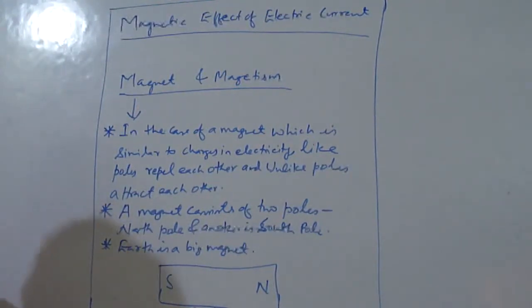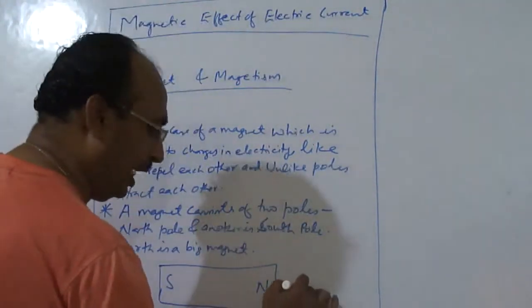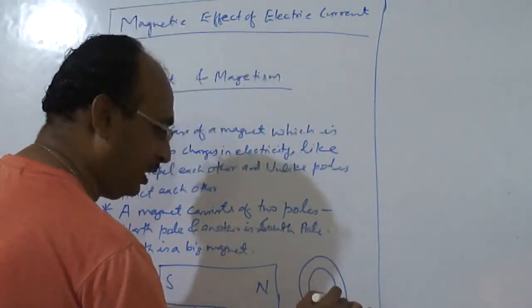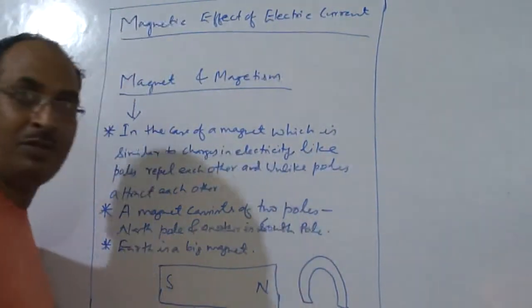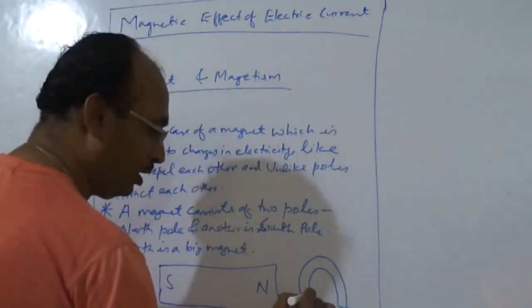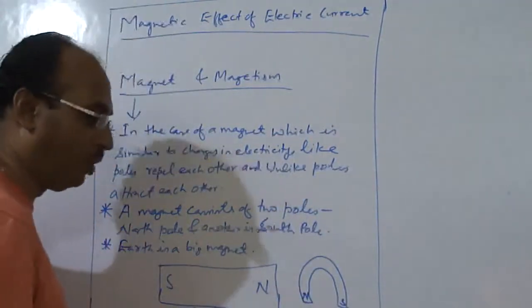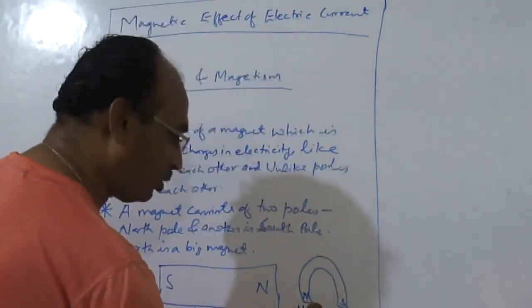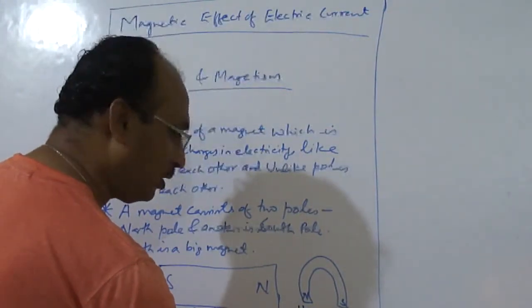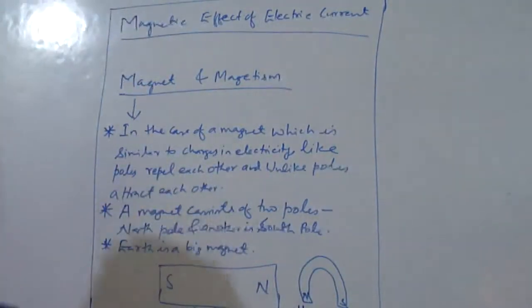So we can have different shapes of magnets also. One shape will be like this. What is this magnet called? Horseshoe magnet. Okay, horseshoe. So this one will be north and this one will be south. So this will be called a horseshoe magnet, right? Yes, sir.